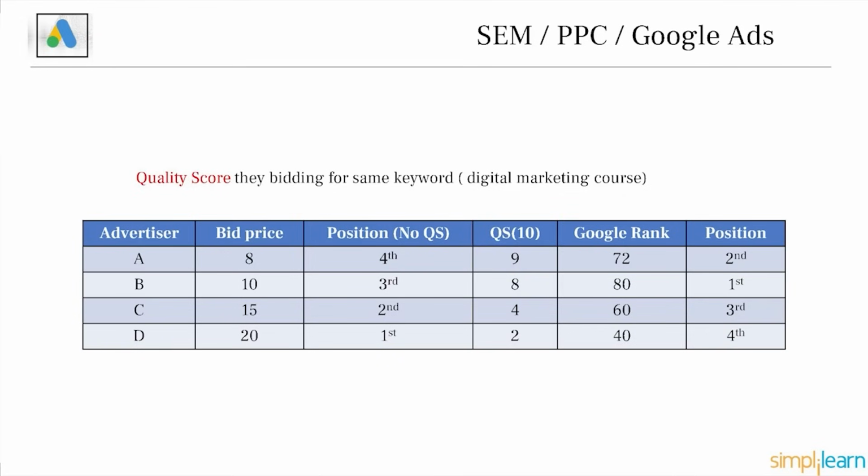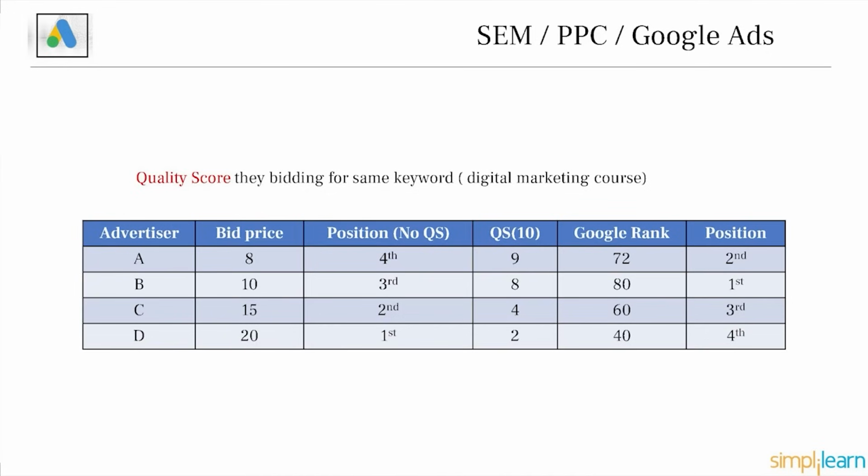So what used to happen when the quality score was not there? The one who paid the highest bid price used to get the first position, the second highest got the second position, and the third bidder got the third position. So I have just brought this into this table.